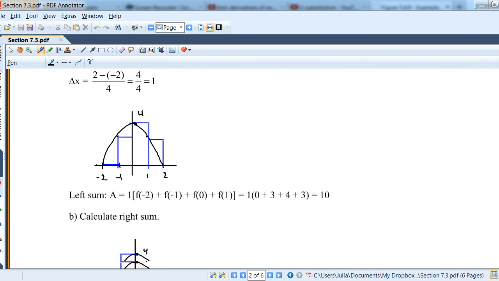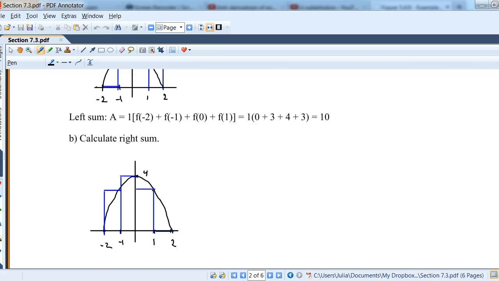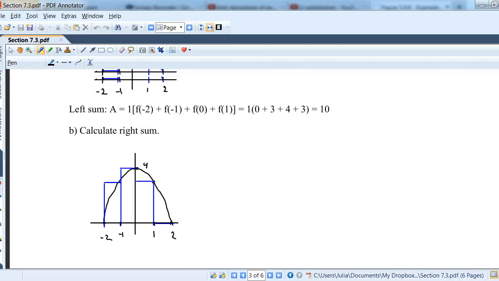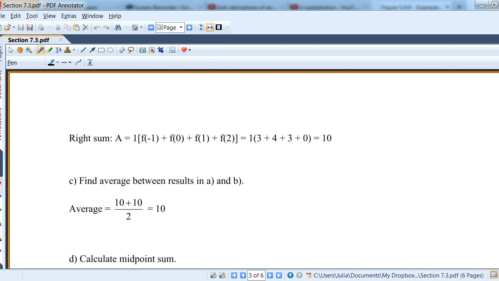Okay, now the right sum, I tried to draw it also. Sorry, let me go back to the picture. In this case, notice how we start with negative 1, that's where it's touching the curve, then 0, then 1, and then the last one at 2, which is 0 again. So I think the sum is exactly the same, 10, which happens because the picture is symmetrical. And then part C is asking to find the average of results A and B, and that's just the average like in statistics. So we add them up, divide by 2, so you still get 10 because of the symmetry.